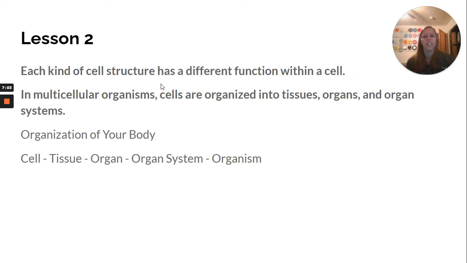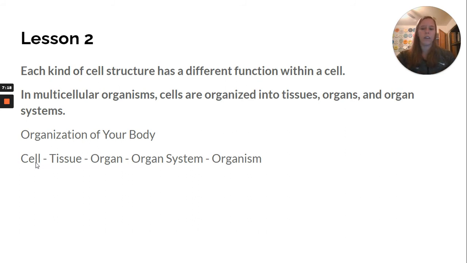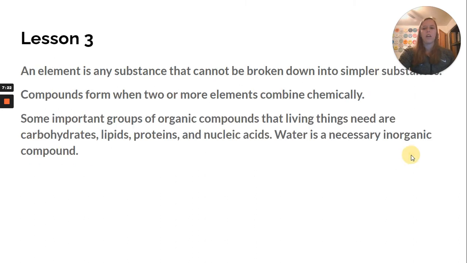Lesson 2: each kind of cell structure has a different function within a cell. In multicellular organisms, cells are organized into tissues, organs, and organ systems. And we talked about the organization of your body, so it starts as a little cell, which is in a tissue, which is in an organ system, which is in an organism.